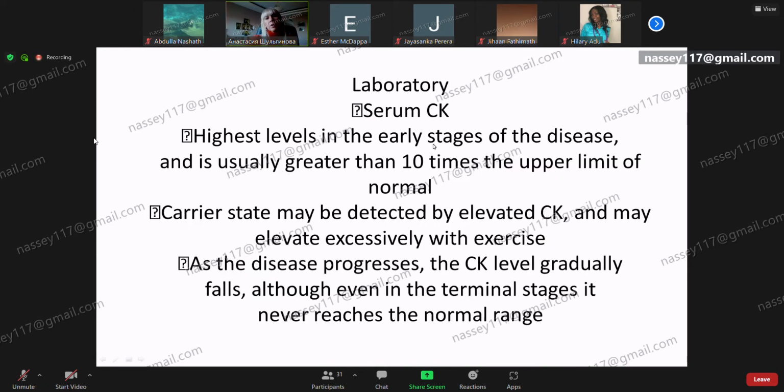Laboratory serum test. The level of creatine phosphokinase is always increased. The highest levels are in the early stages of the disease, usually about 10 times the upper limit of normal. Then, the carrier stage may be detected by elevated creatine phosphokinase. As the disease progresses, the creatine phosphokinase level gradually falls, although even in the terminal stages it never reaches the normal range.